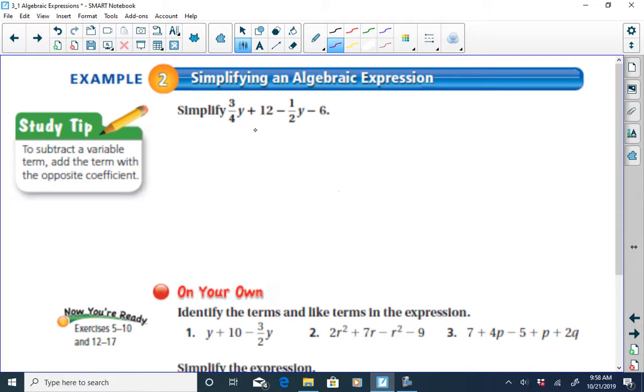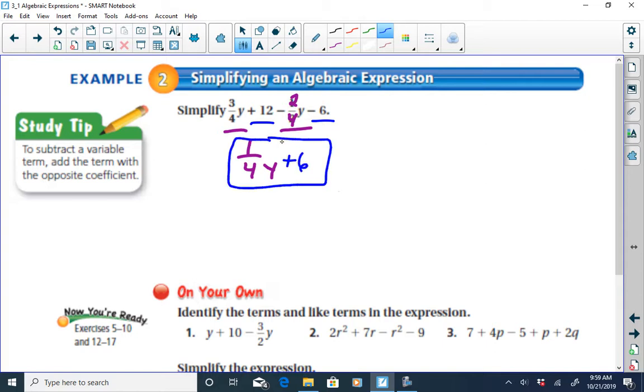Right? To simplify this expression, we have to identify the like terms. Well, my like terms have the same variable to the same power. So I have 3/4 y and negative 1/2 y. Well, negative 1/2 y is the same as negative 2/4 y, right? So I have 3/4 plus negative 2/4. It's going to give me 1/4 y. And then we have positive 12 and negative 6. It's going to be positive 6. So my simplified expression would be 1/4 y plus 6.